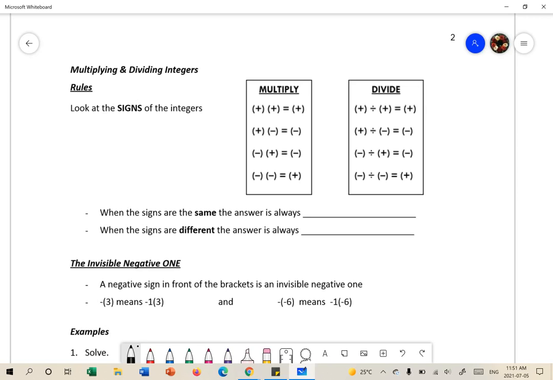Moving on to multiplying and dividing integers. The rule is, look at the signs of the integers. When the signs are the same, the answer will always be positive. When the signs are different, the answer will always be negative.